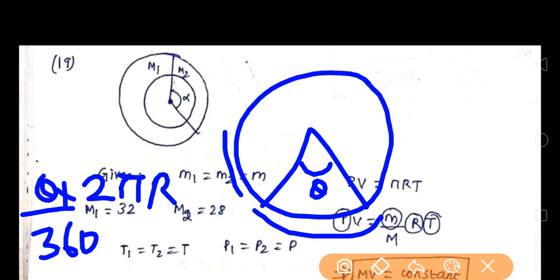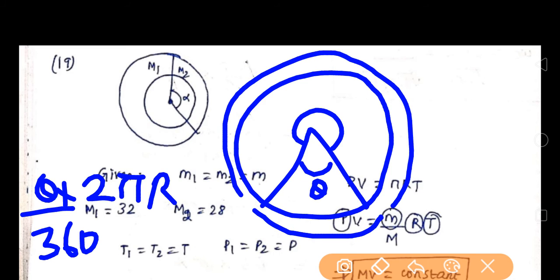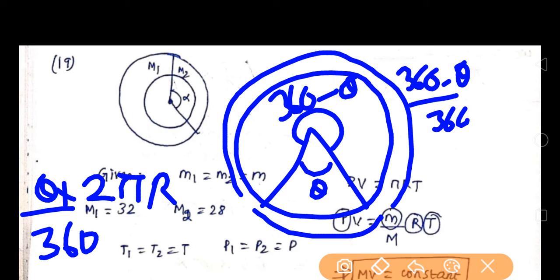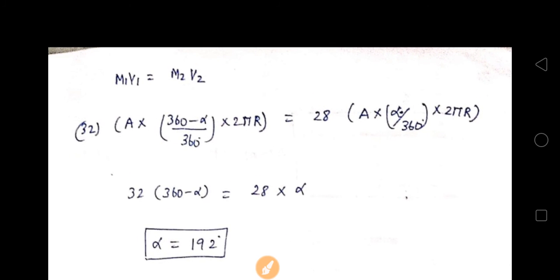Now tell me the length of this part. What is the angle subtended? 360 minus theta is the angle subtended. So what is the length of this part? 360 minus theta by 360 into 2 pi r. This is the length of the upper part. Like this way only we need to find the length of the arc.